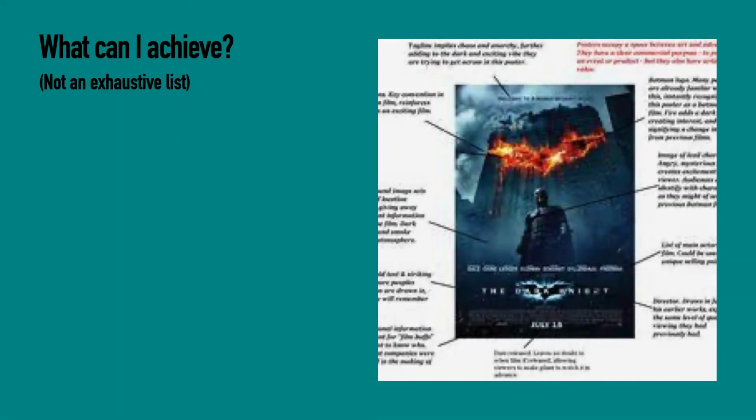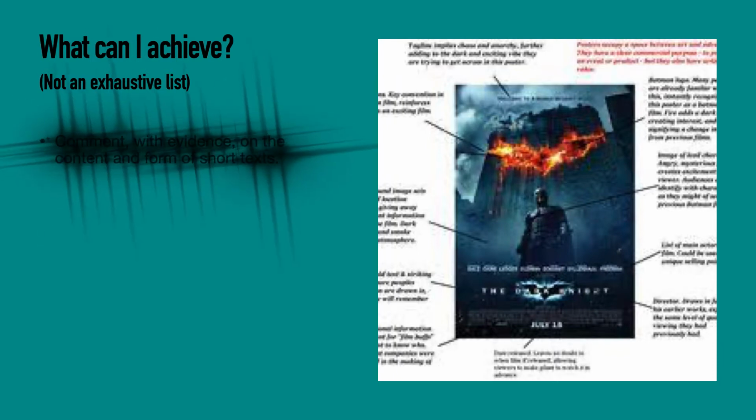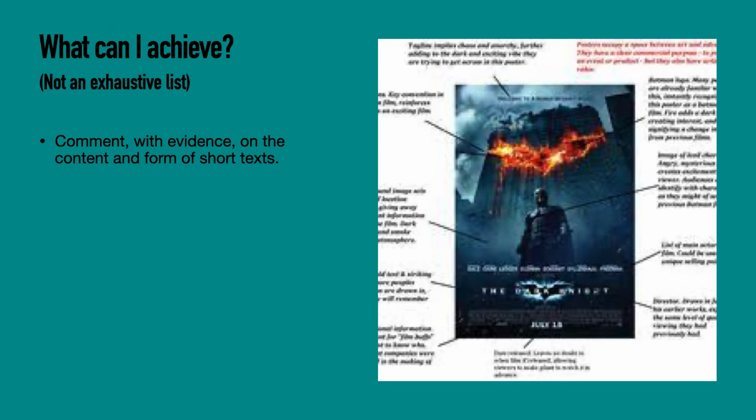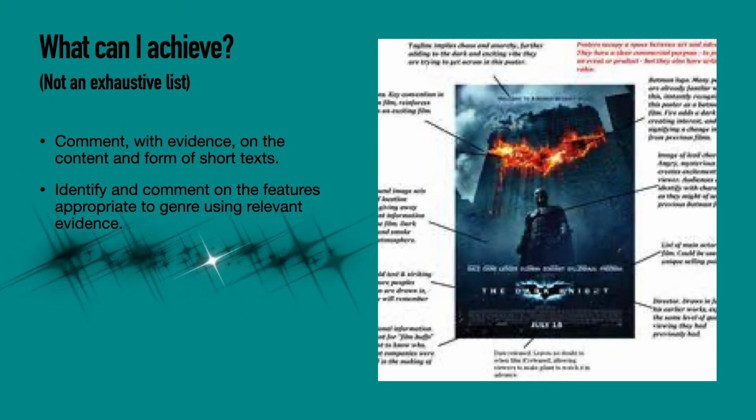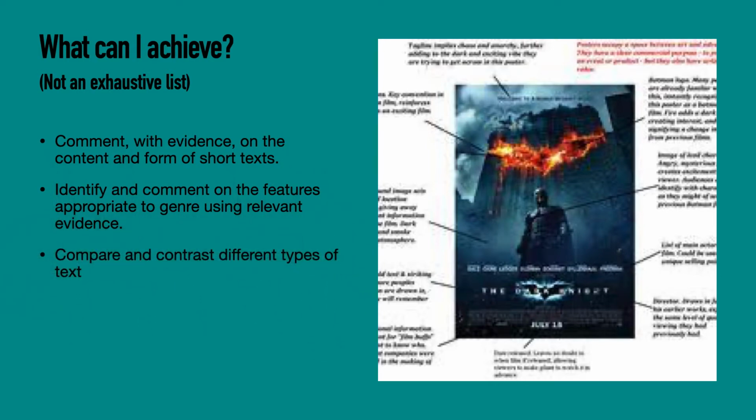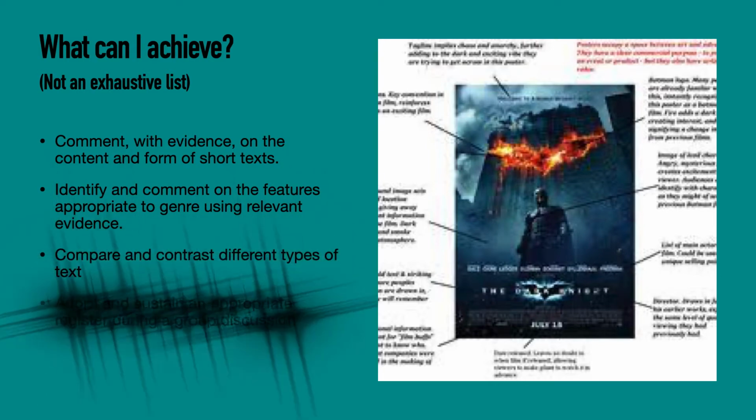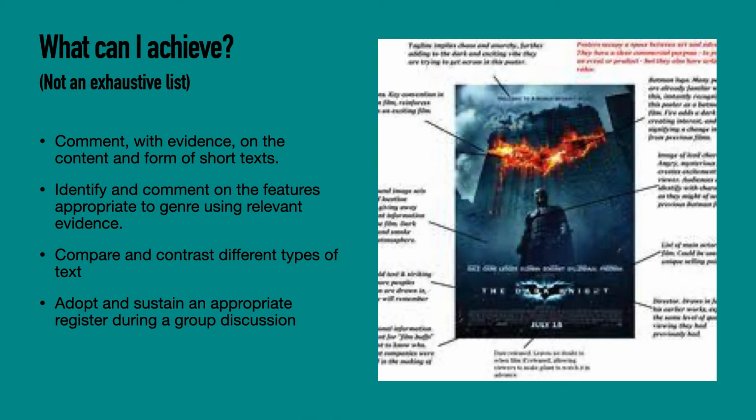So what can you achieve then? Well, I'm about to show you a list, but it's not exhaustive. There are many other benchmarks you should be able to tick after doing these tasks. So you're going to comment with evidence on the content and form of short texts. You'll be able to identify and comment on the features appropriate to genre using relevant evidence. You'll definitely be able to compare and contrast different types of text and adopt and sustain an appropriate register during a group discussion, while you engage with others and make a relevant contribution.